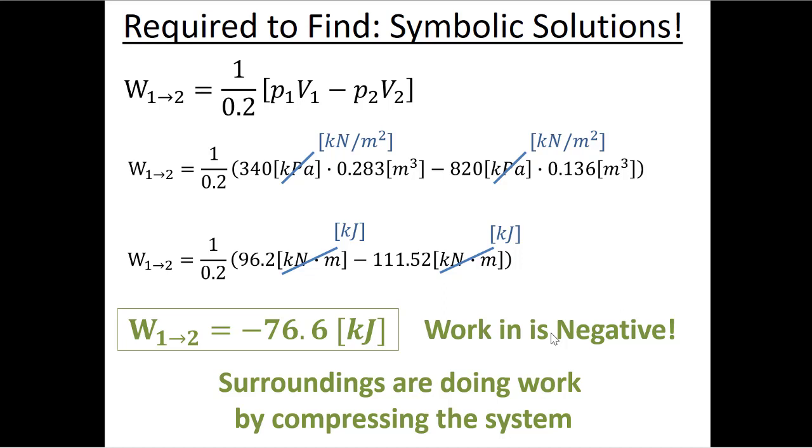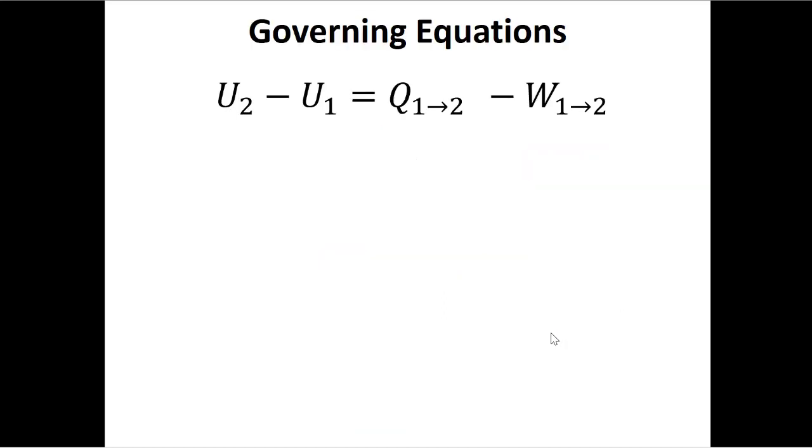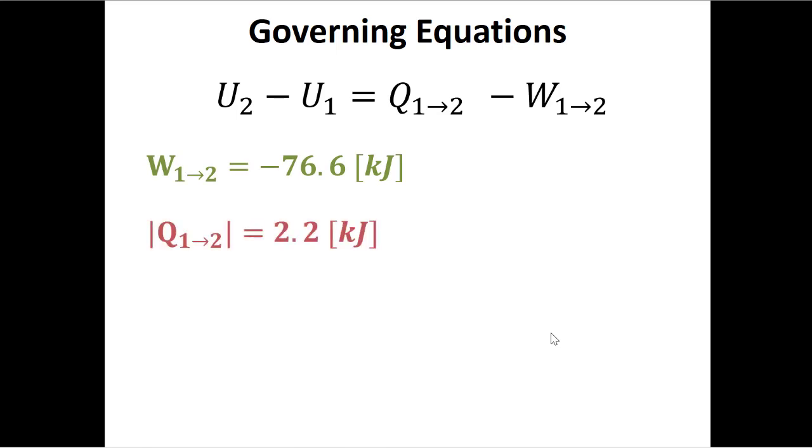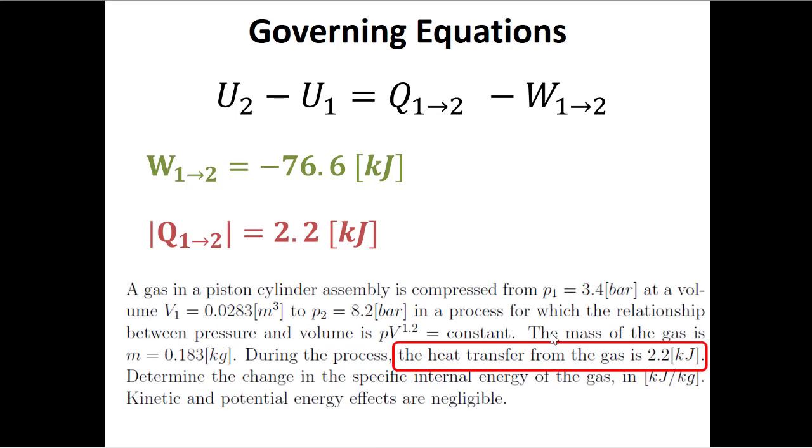But this is not what the problem asked me for. The problem asked me to find the change in the internal energy. So I need to go back to my first law. If I make the assumptions that kinetic and potential energy changes are negligible compared to the change in the internal energy, then I get this equation. And now I know the work, and I'm told in the problem that the magnitude of the heat transfer is 2.2 kilojoules. But my first law equation doesn't ask me for the magnitude of Q. I need to know the sign.